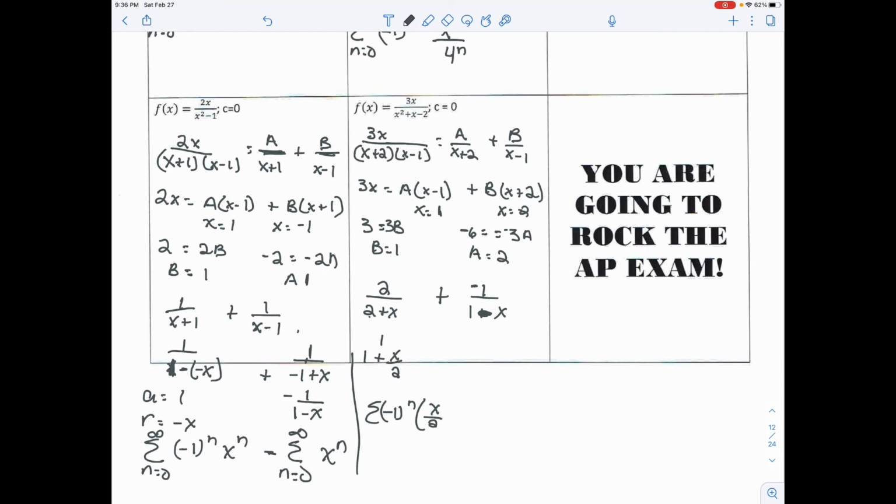So negative 1 to the n, x divided by 2 to the n, minus the summation of x, A is 1, and r is x, so this is just x to the n. And that's what we got, and that's how you do that. So easy peasy. I will see you guys tomorrow.